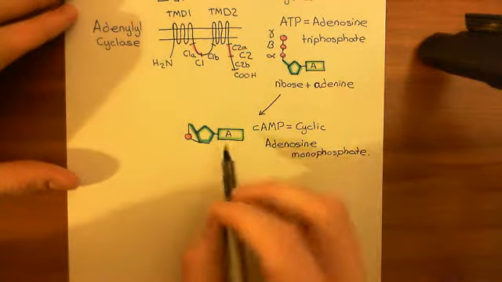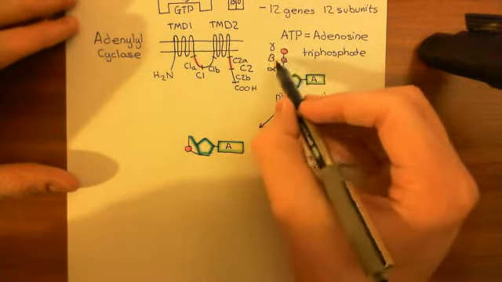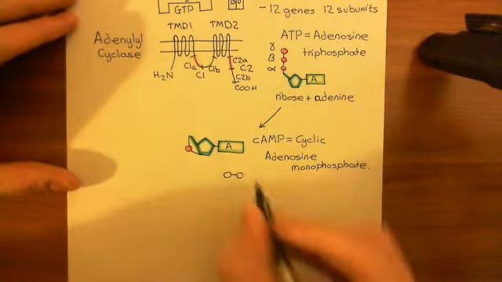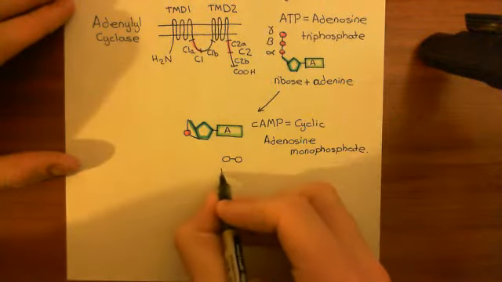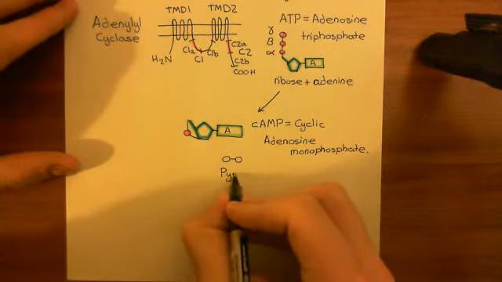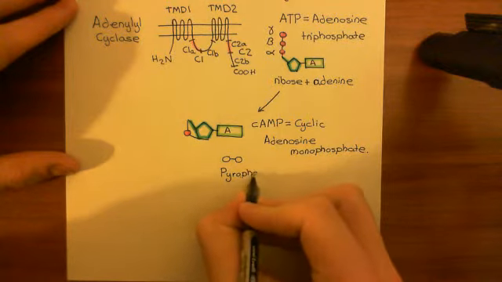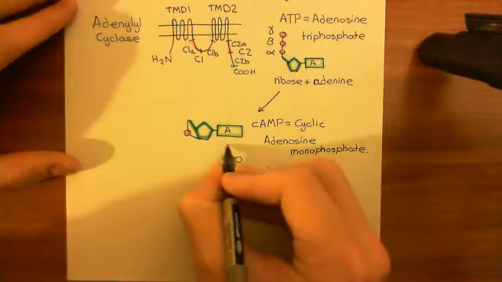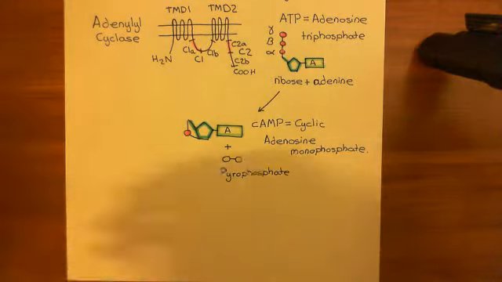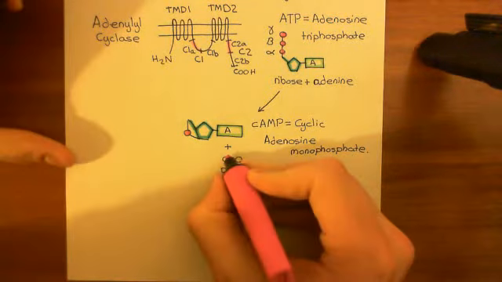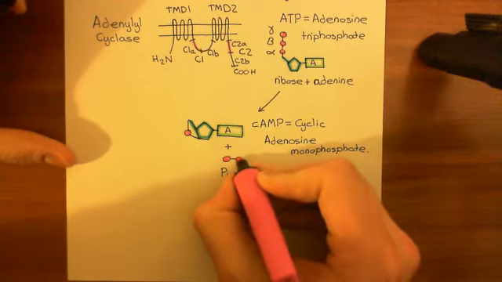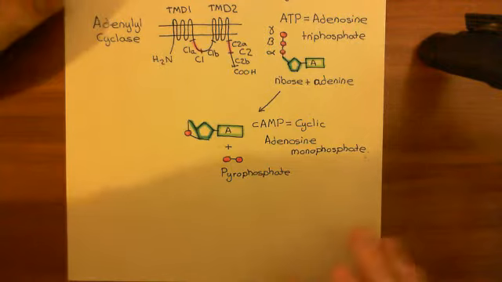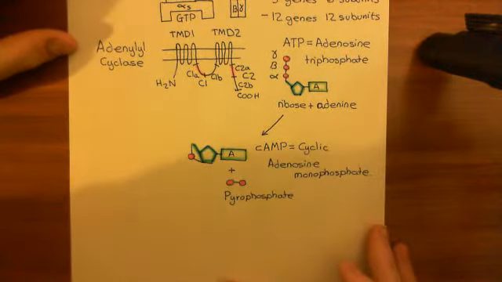Now, of course, when you do this conversion, you're also going to break off the beta and the gamma phosphate. They remain bound together, like so. And when you have 2 phosphate groups bound together, this is called pyrophosphate. So this is a pyrophosphate molecule. So basically, adenylyl cyclase enzymes catalyze the conversion of ATP into cyclic AMP and pyrophosphate. Okay, right.